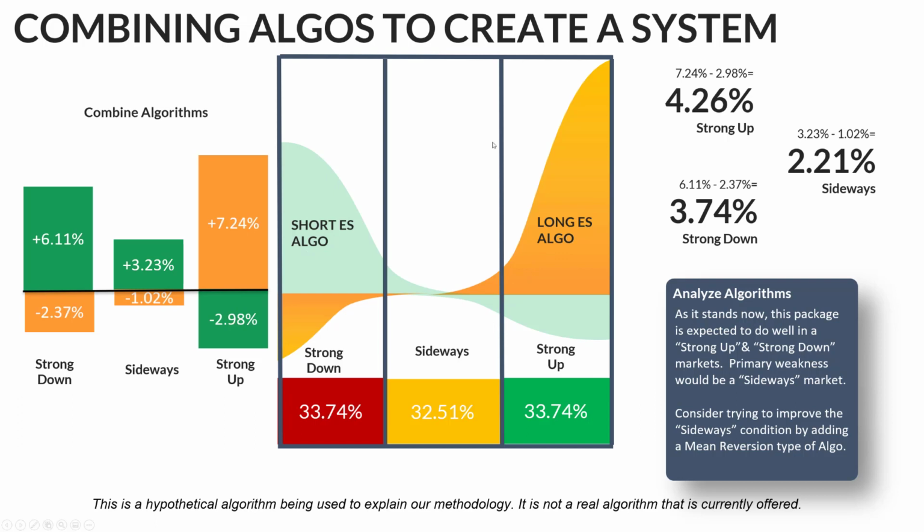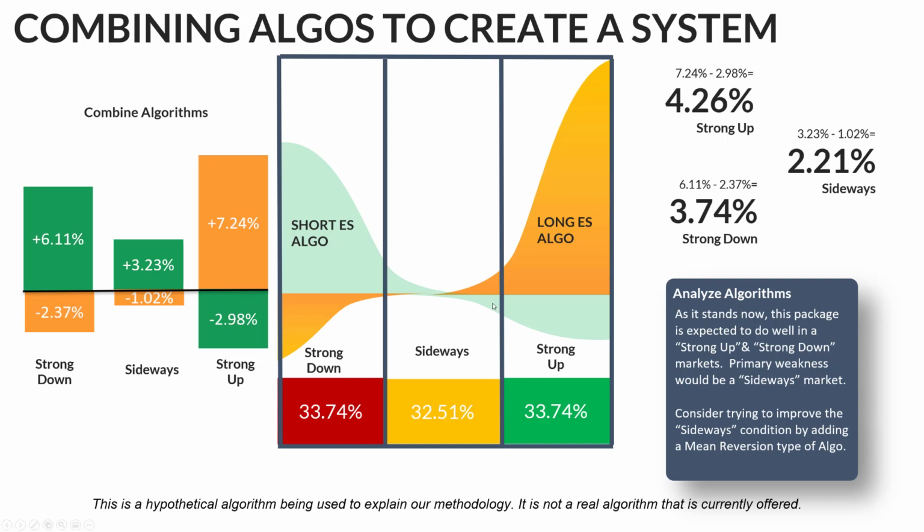It means that the real creativity as a designer is not necessarily in making your hero case better. It's more in making sure that you don't lose a lot when it's the villain state. So if it's a long S&P algo, of course it's going to do better in a strong up, or it should, at least on average. But how do you make sure it doesn't lose a lot when the S&P is in a strong down market state, which will happen a third of the time on average?